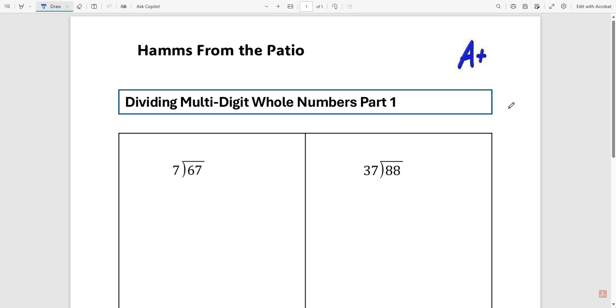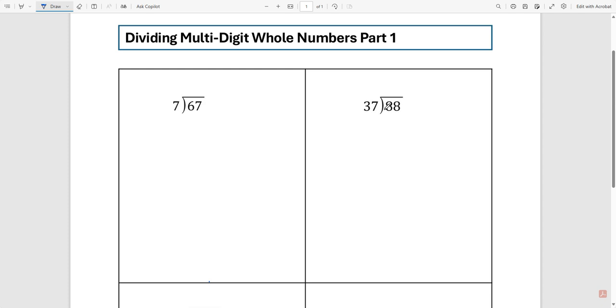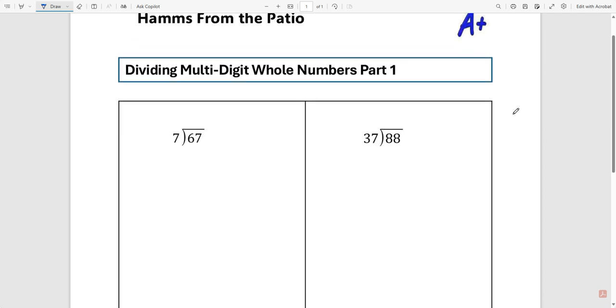We have 67 divided by 7. And on the second one over here, we have 88 divided by 37. And a lot of times these days, in a lot of workbooks and worksheets, sometimes you'll see your problems written horizontally, like 67 divided by 7, and over here, 88 divided by 37. And since it's written like this, I'll just show you where everything goes.